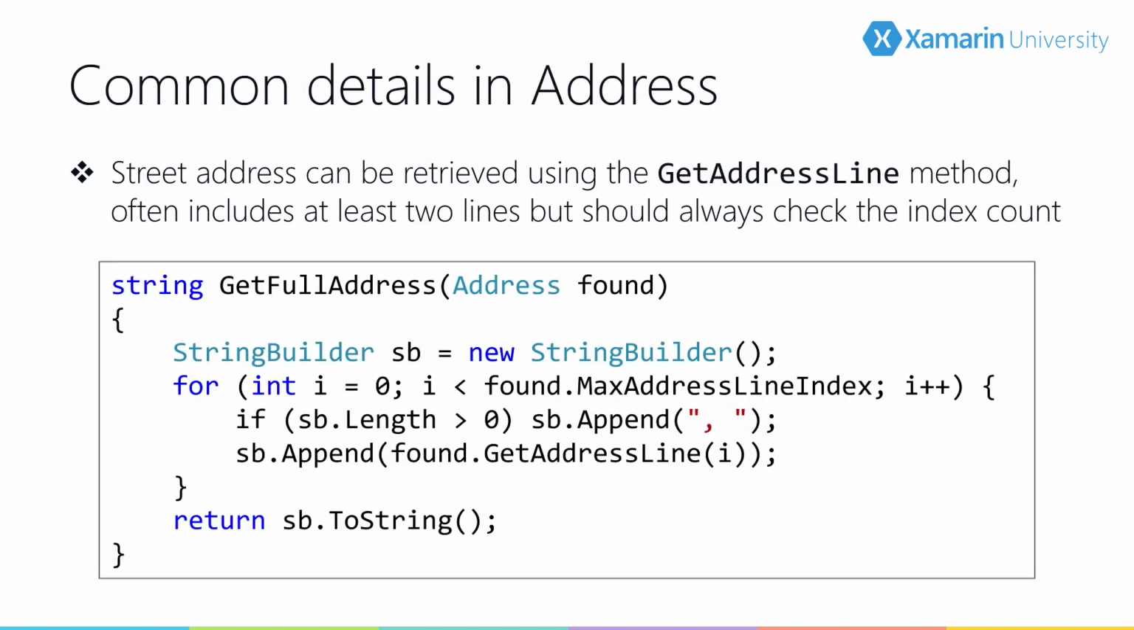Since different areas of the world store addresses differently, the address object manages addresses through an expandable array, which you can read using the getAddressLine method. A property, max address line index, tells you how many lines there are. So in this code example, we are combining them all together to retrieve the full address.